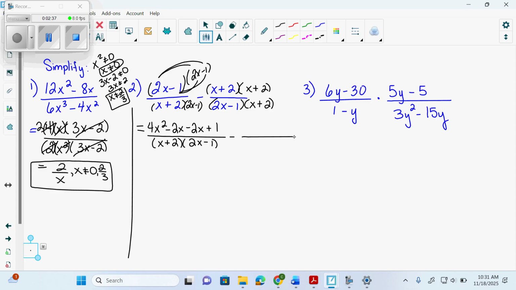Minus. Then we have in this numerator, x times x is x squared. x times 2 is 2x. x times 2 is 2x. 2 times 2 is 4. All over x plus 2, 2x minus 1. There is no point to put these together, right? The denominators are common already. Putting them together just makes them less simplified.